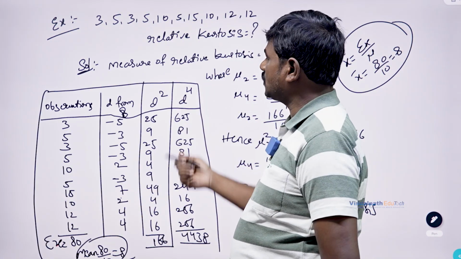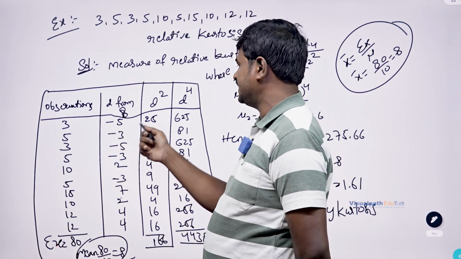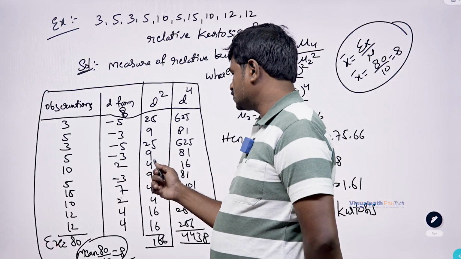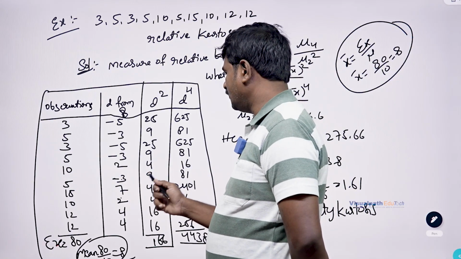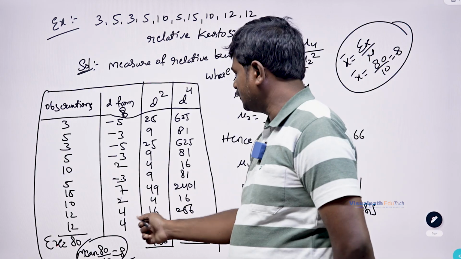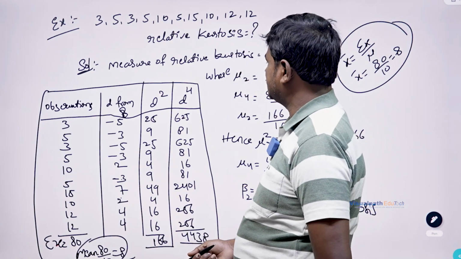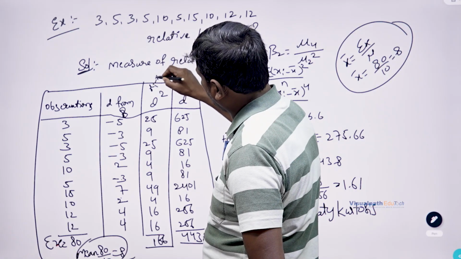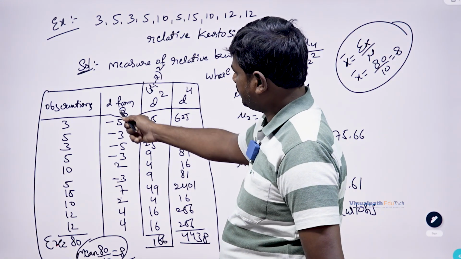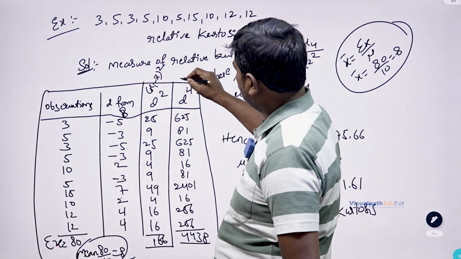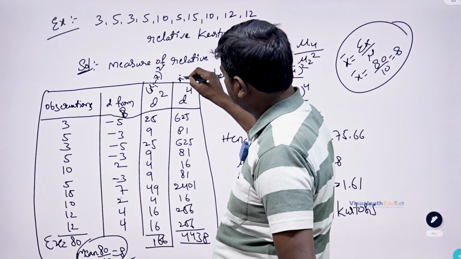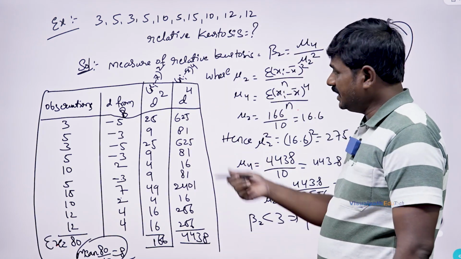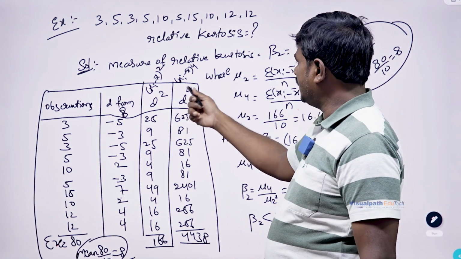Then afterwards, we need to do the deviation square. Minus 5 square is 25, minus 3 square is 9, minus 5 square 25, minus 3 square 9, 2 square 4, minus 3 square 9, 7 square 49, 2 square 4, 4 square 16, 4 square 16. The total of this d square is 166. This d square is nothing but xi minus x bar whole square. Here we have also calculated xi minus x bar whole to the power 4, that is d power 4. So here we calculated d square and d power 4.